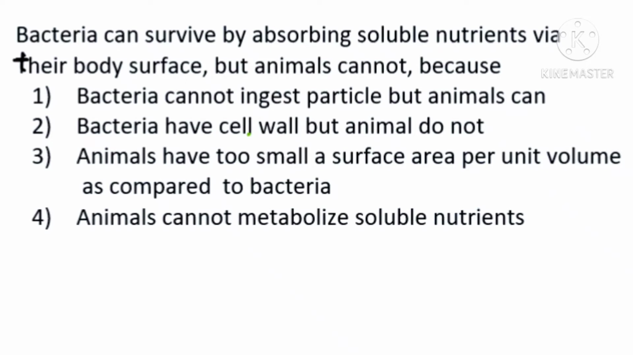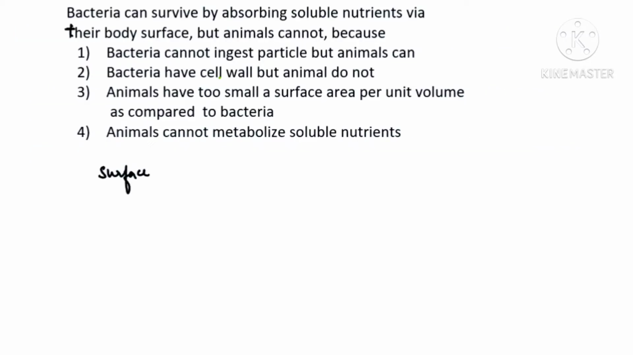Bacteria can survive by absorbing soluble nutrient by their body surface, but animal cannot. So first of all, I'll try to give you one concept behind it. You should know what is surface area to volume ratio. This you should know.